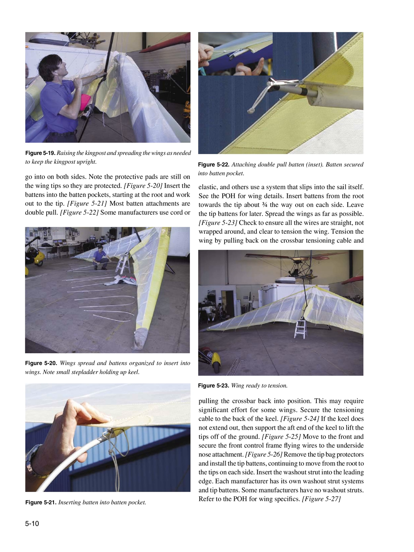Figure 5.24, if the keel does not extend out, then support the aft end of the keel to lift the tips off of the ground. Figure 5.25, move to the front and secure the front control frame flying wires to the underside nose attachment.